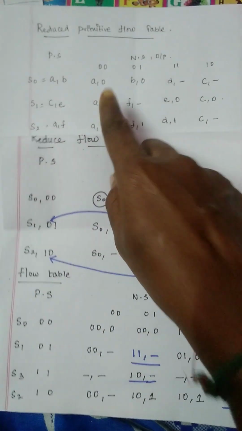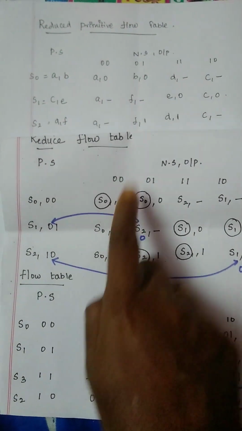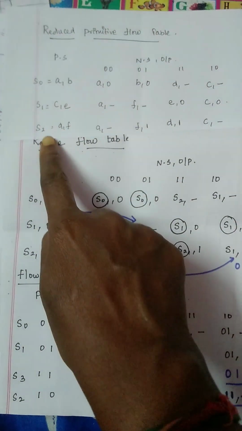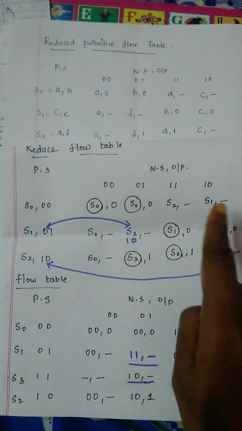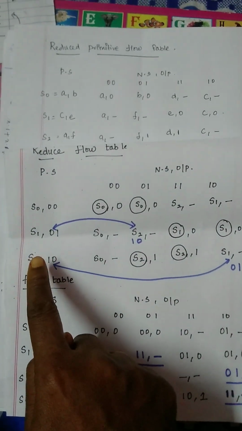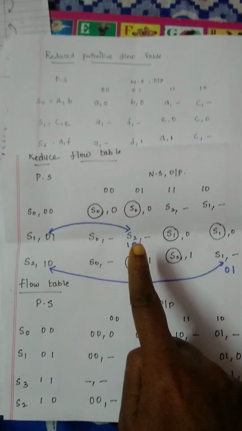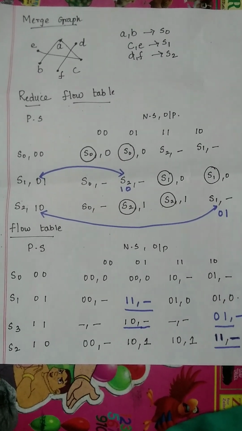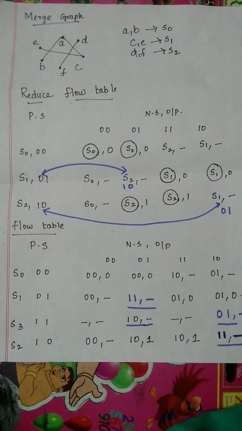see this and write this table. If this is A, you can write S0 and the output is 0. If it is B, it is considered as S0. If it is D, it is considered as S2, so we are writing S2. If it is C, we have to consider it as S1, so we are writing S1. So see this variable and the assumed state assignment, and based on this replace the values in terms of S0, S1 and S2. After replacing A, B, C, D, E and F in terms of S0, S1, S2, we got the reduced flow table.